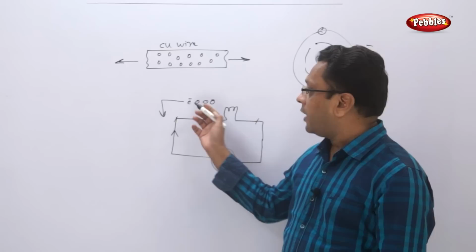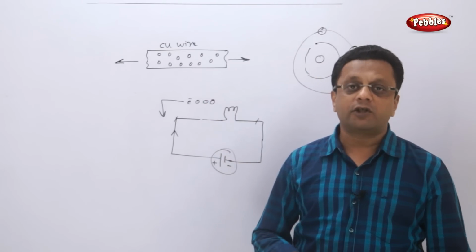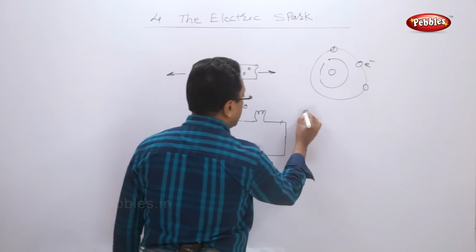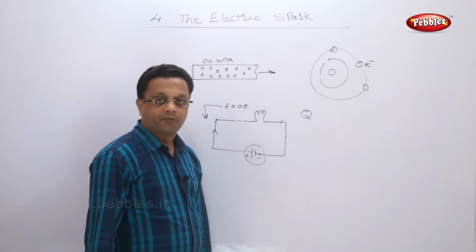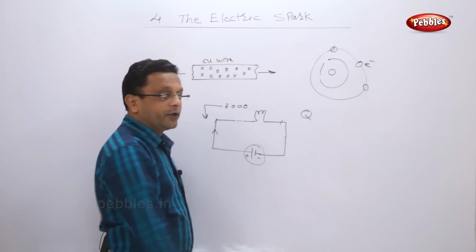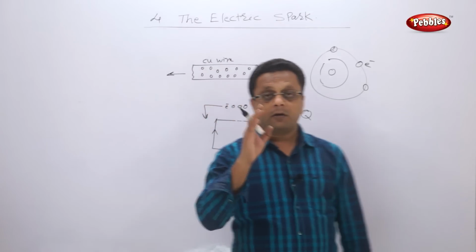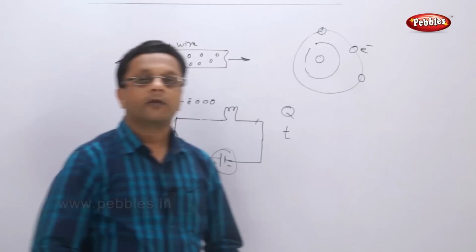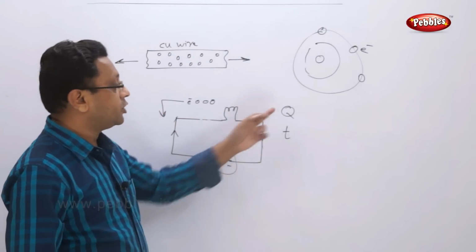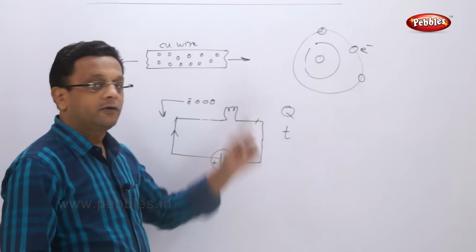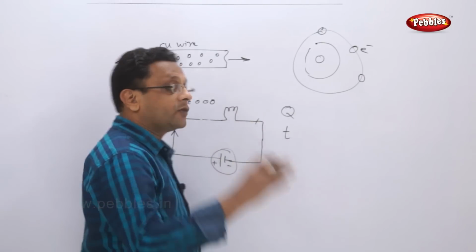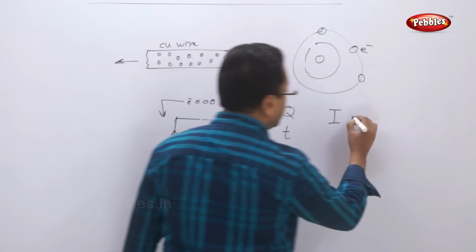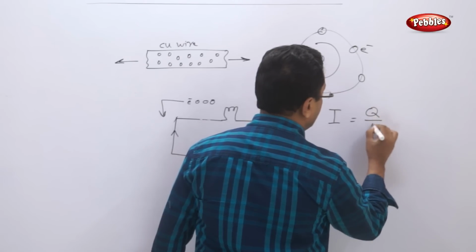Now I told you that electrons are negatively charged particles. They have some electrical charge on them. I will denote that charge by Q. This current is flowing through some cross section for t time, that means for t seconds. So whenever an electric charge is flowing through the conductor for t seconds, the current I is calculated by Q upon t.